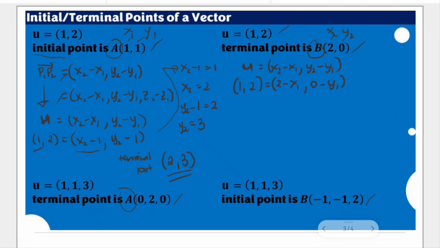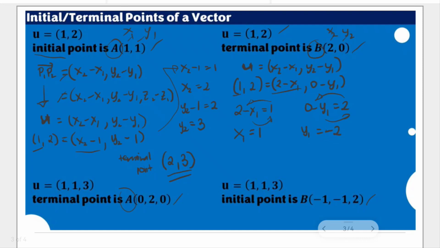Okay? Same thing as earlier, equality of vectors. You will have 2 minus x sub 1 is equal to 1, and on the other side, 0 minus y sub 1 is equal to 2. So you simply manipulate all these things. Let me transpose it here and this one here, and use the symmetric property. x sub 1 is equal to 2 minus 1, which is 1. And again, transpose it here and here as well, and use the symmetric property. y sub 1 is negative 2.